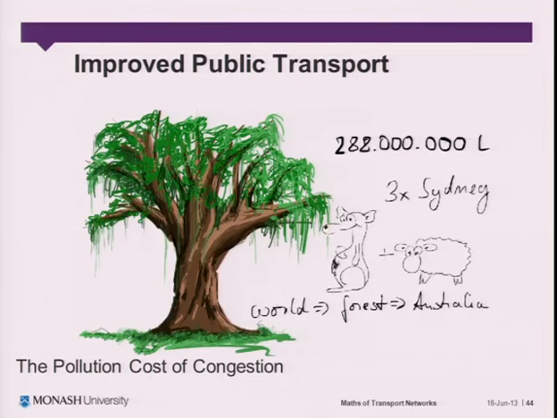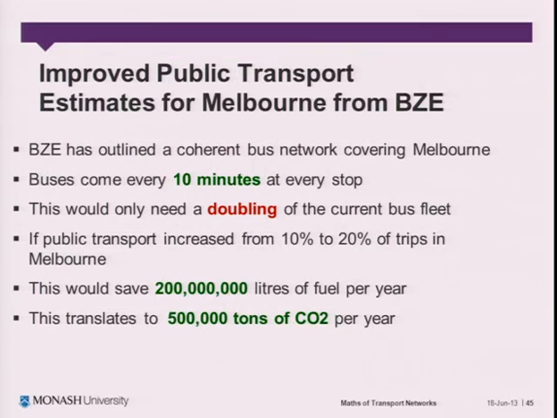So congestion, that's just the cost of congestion. That's not just road transport, that's congestion itself. So beyond zero emissions, we are looking at trying to get people onto public transport. So we are looking at the consumption of different engines and buses and the occupancy, and then working out if we can get more people onto public transport, how much can we save in terms of CO2 output.